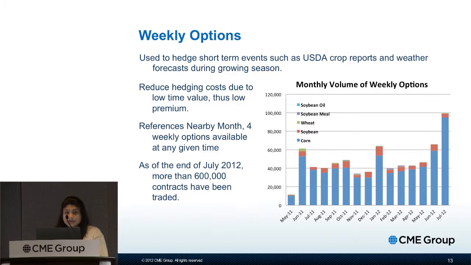The main difference between the weekly option and the short-dated option is that the short-dated references the new crop and the weekly references the nearby. It's always referencing nearby with 4 open contracts every time. So this reduces your hedging cost because it has a lower premium because of lower time value. And this chart shows how the weekly options have performed and grown. This is till July, but till date I know for a fact over 1 million contracts have traded.